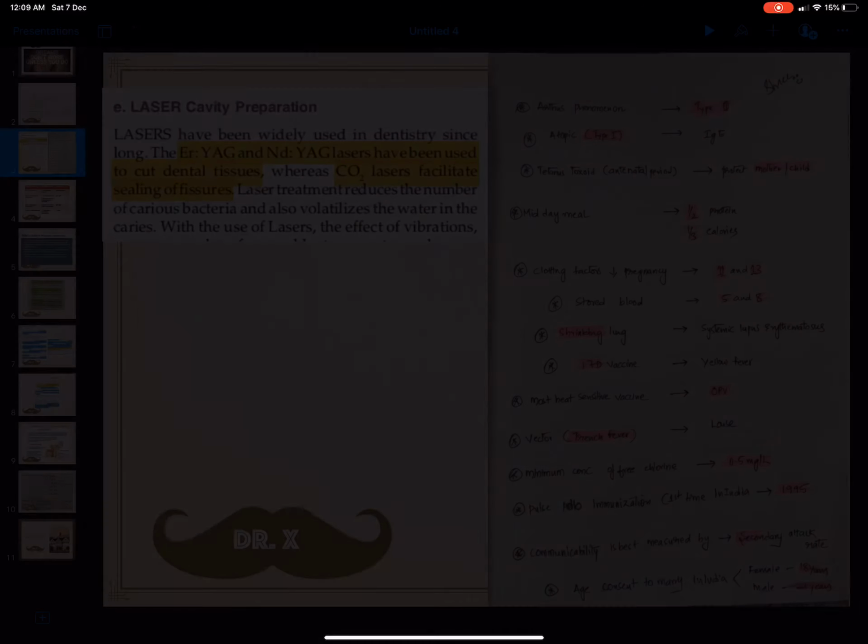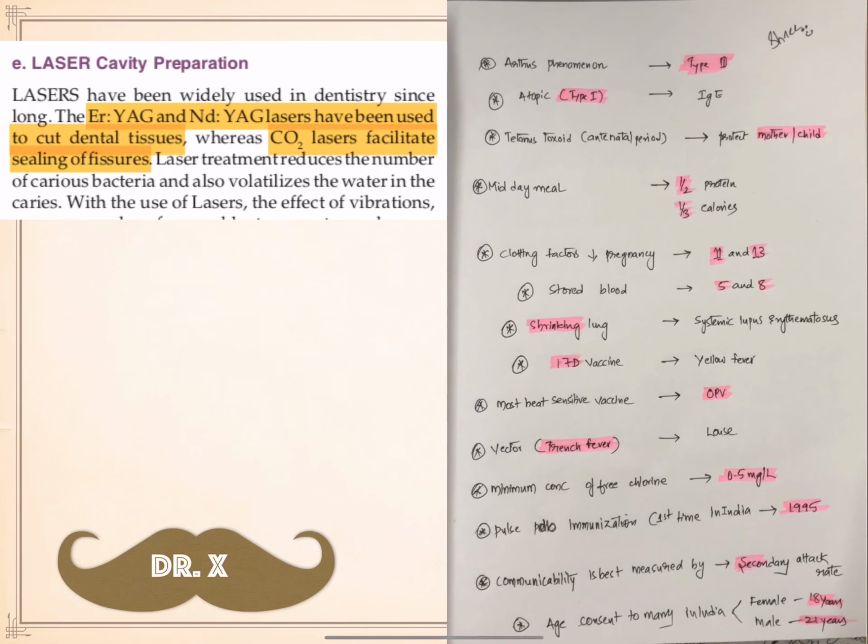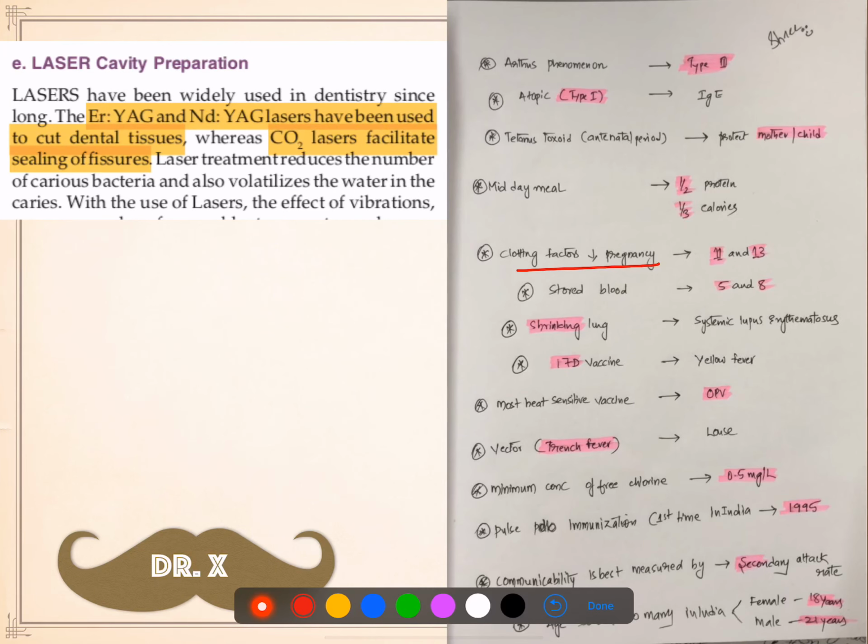Clotting factors which are decreased in pregnancy are 11 and 13, whereas those decreased in stored blood are 5 and 8. Shrinking lung is a feature that is seen in the case of SLE. If you want, you can add butterfly rash is also seen in SLE. 17D vaccine is used to prevent yellow fever. Most heat sensitive vaccine is OPV. And the vector which transmits the disease trench fever is louse.